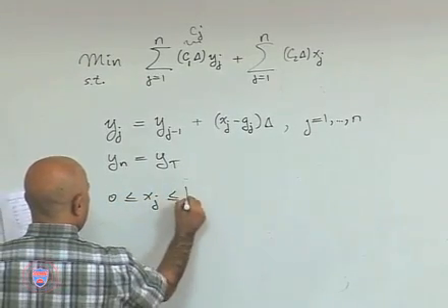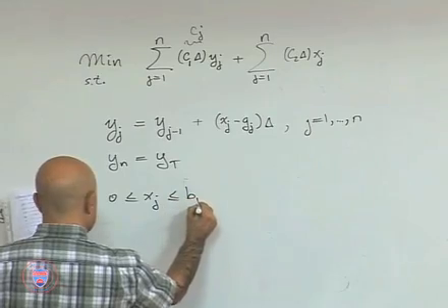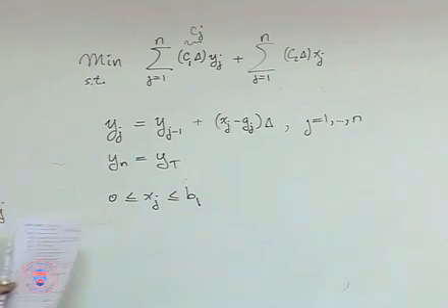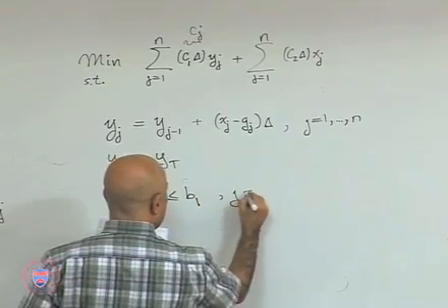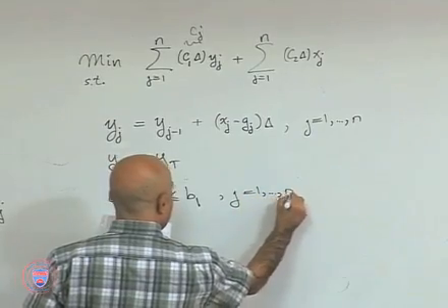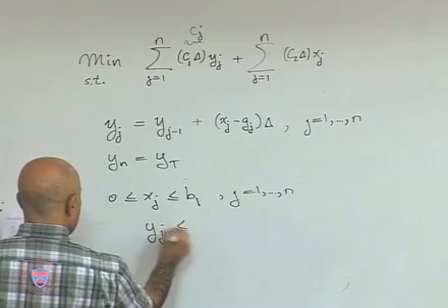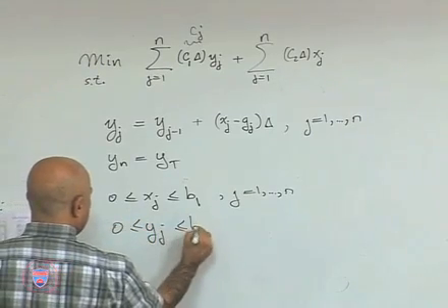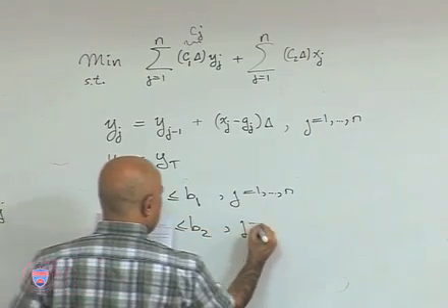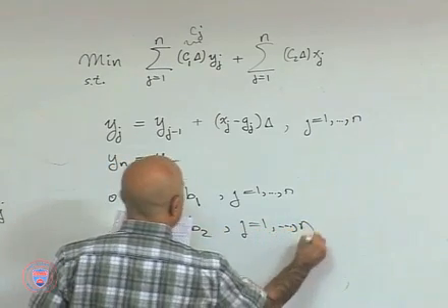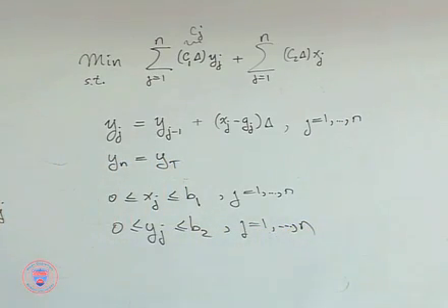All right, the last one will be the target inventory, and xj's are bounded below and above by 0 and b1 respectively, and yj's are bounded below and above by 0 and b2 respectively. That's a linear programming formulation of this problem.